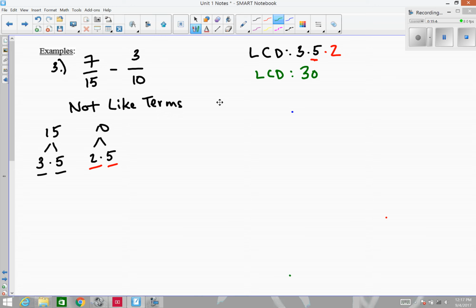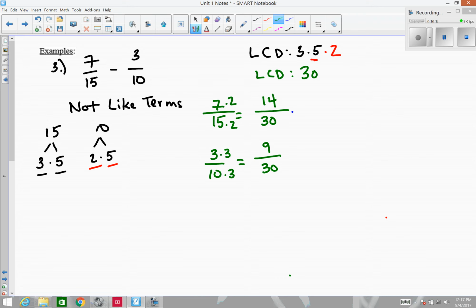So now I'm going to take 7 over 15 and rewrite it as an equivalent fraction with a denominator of 30. Do the same for 3 over 10. Going back to my 7 over 15, I'm multiplying top and bottom by 2, which gives me 14 over 30. For 3/10, I'm multiplying numerator and denominator by 3. This gives me 9 over 30.